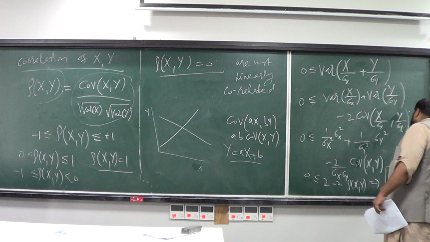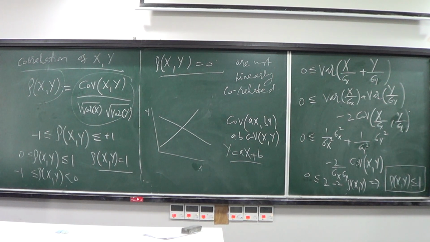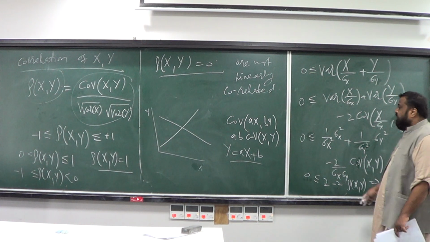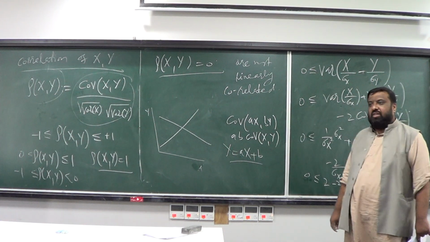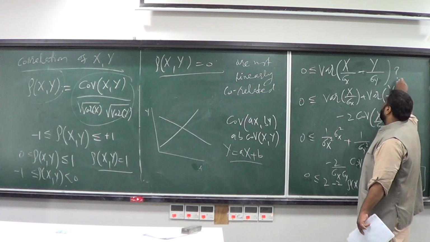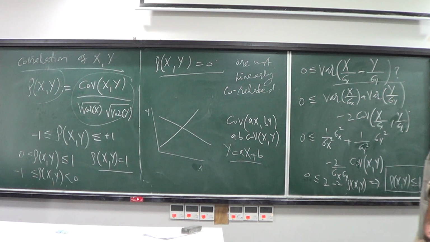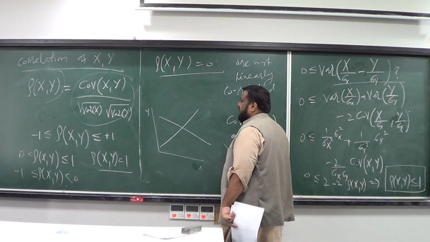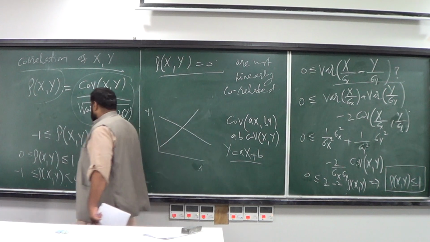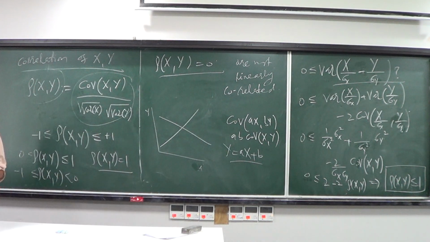So xy is always less than or equal to 1. And if you want to compute, for example, the other side, just compute this for minus. And you will see that this is going to reveal that rho xy is bigger than or equal to negative 1. So the correlation lives between the quantities negative 1 and positive 1.